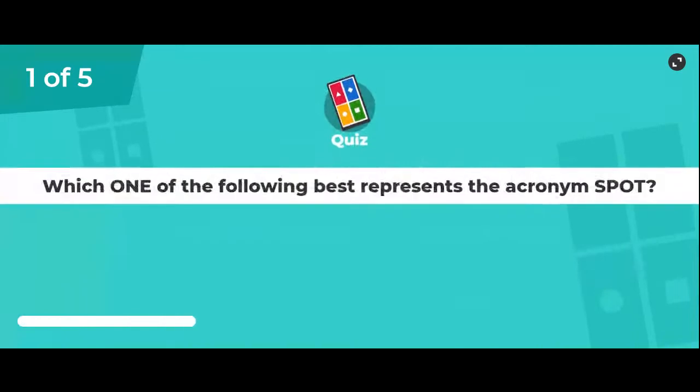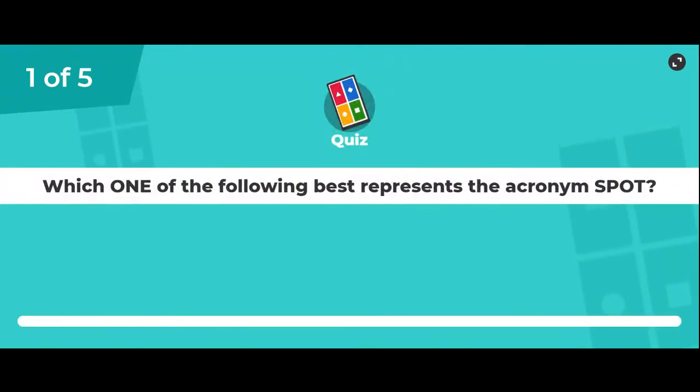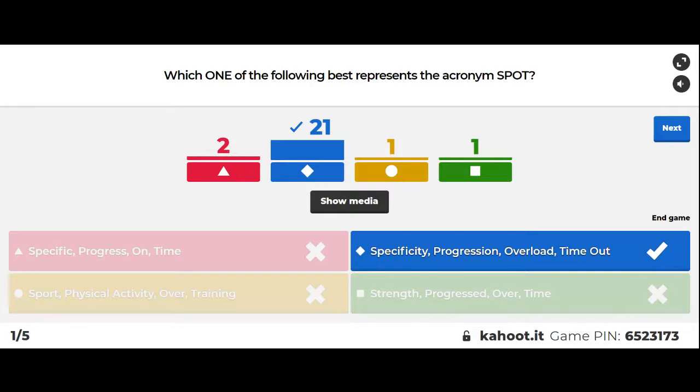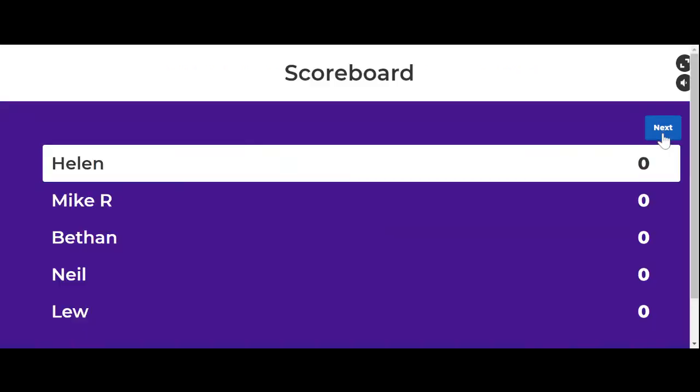Right, exercise rehab planning. Let's go. Okay, question 1. Which one of the following best represents the acronym SPOT? Fantastic. 21 of you getting those right. But let's see who was fastest. It was Helen, then Micah, then Bethan, then Neil, then Lou.